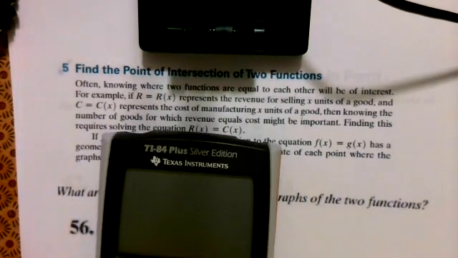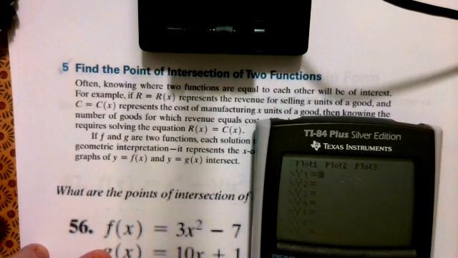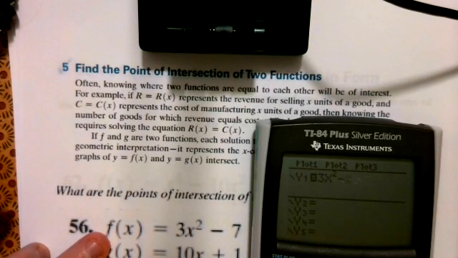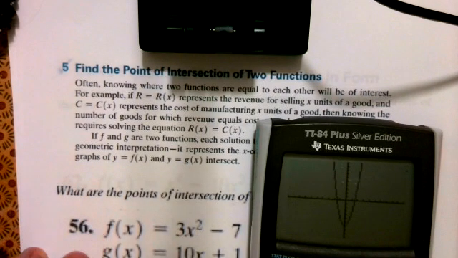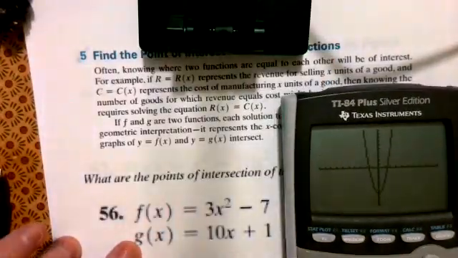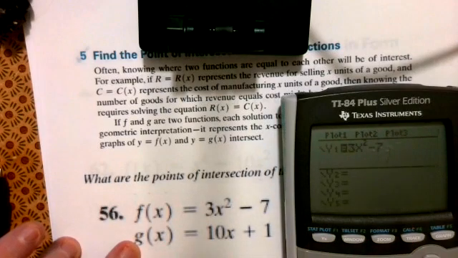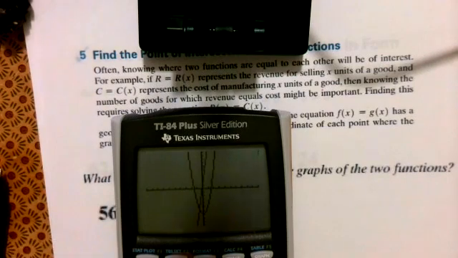If I graph these two functions, let me clear that out. Let's go over to y equals, and let's enter 3x squared minus 7. Now that's going to be a quadratic, and it looks like that. And then I also graph this linear one, 10x plus 1. I'll go to the next line, enter 10x plus 1, and hit graph again. You see, they intersect right here, and they're also going to intersect again somewhere up here.